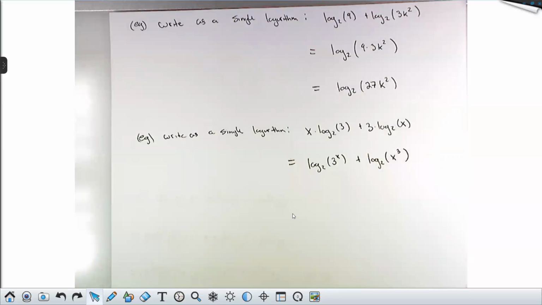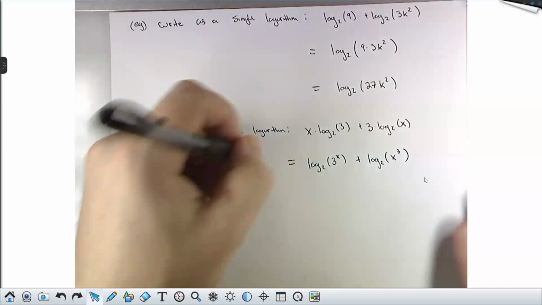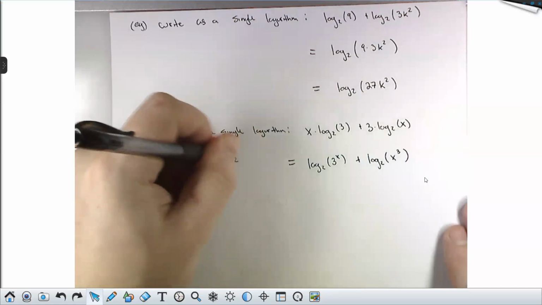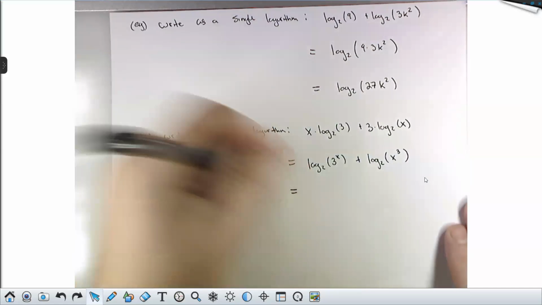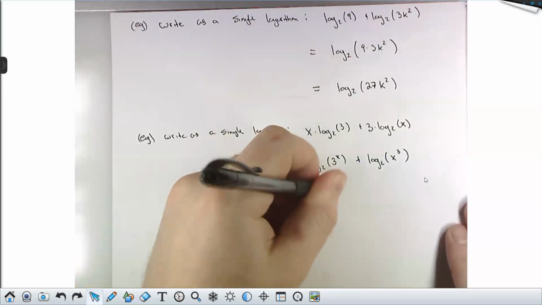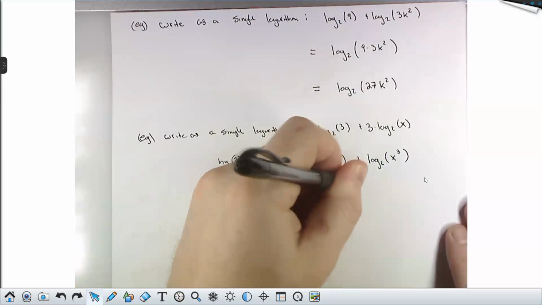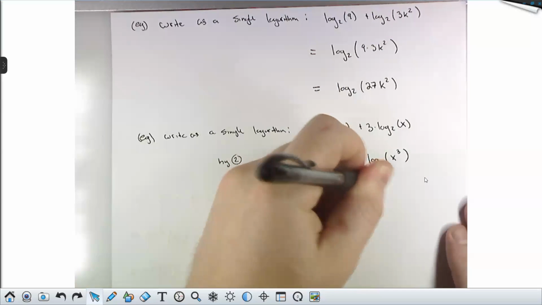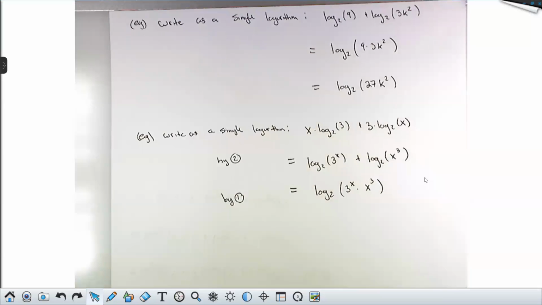Yeah, very good. So what Kendra typed in the chat there is perfect. It's exactly this. It's just hard to type subscripts. So this is by property 2. And then by 1, I can combine these into a single log. This will be log base 2 of 3 to the x times x to the 3. Does everybody feel comfy cozy with this?